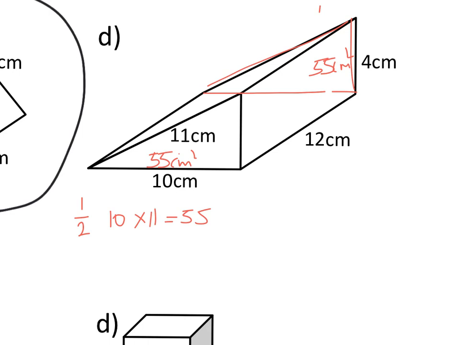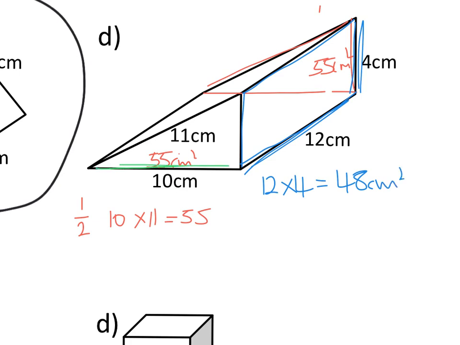Okay. We've got this rectangle here that I've just drawn in blue. So that is obviously 12 here and 4 for the height. So we can do 12 times 4, which is 48 centimetres squared. We've got the base of the prism. Okay, that is 10 times 12, which is 120 centimetres squared.